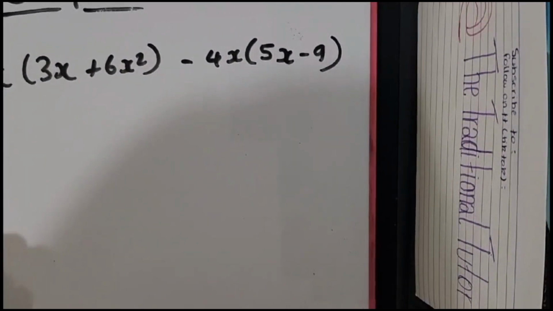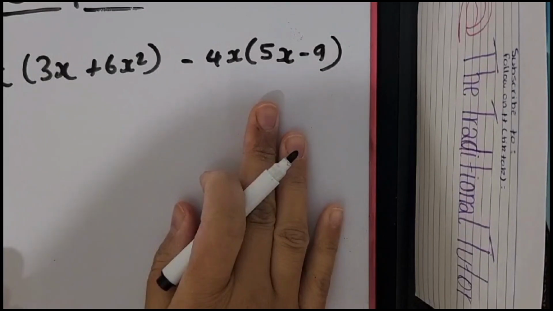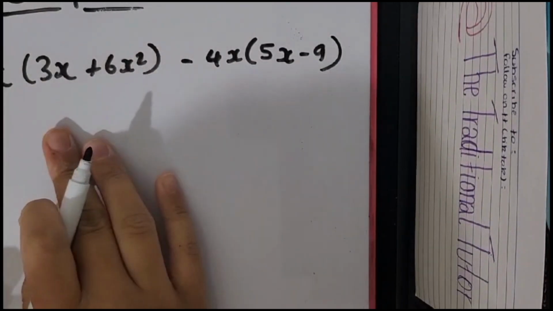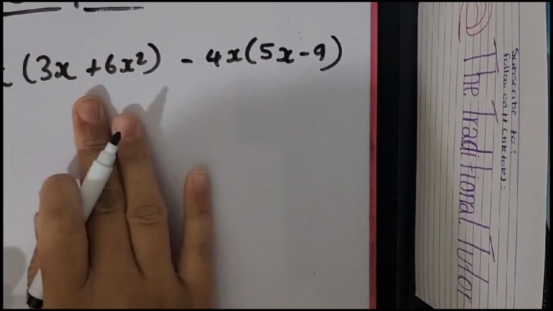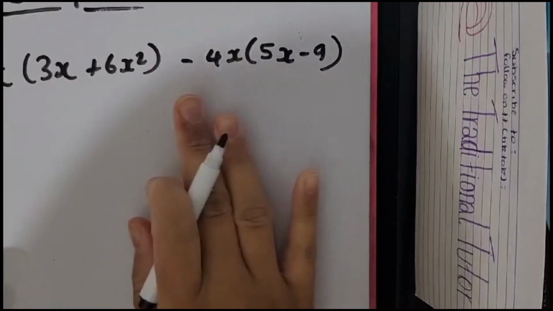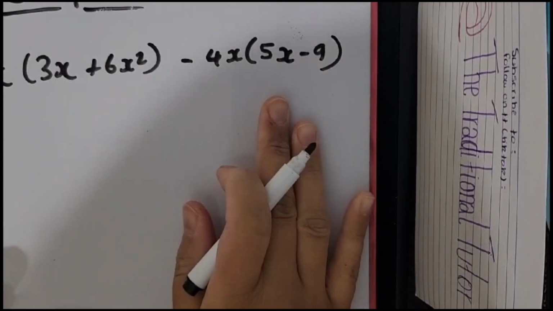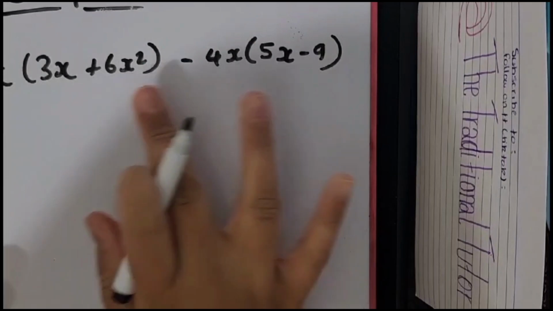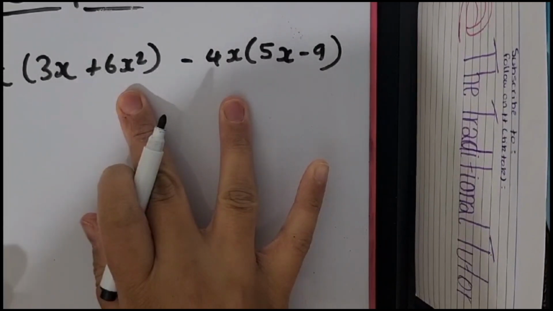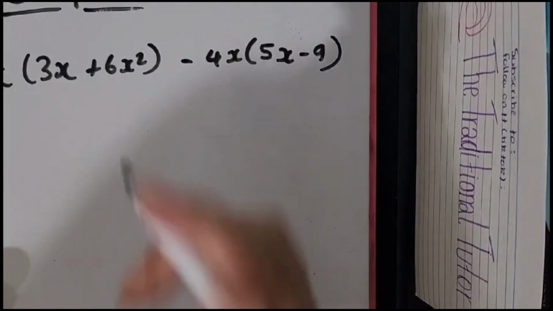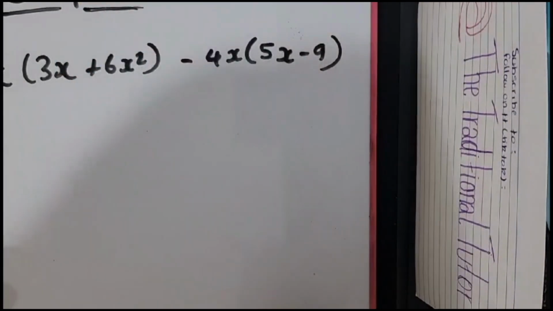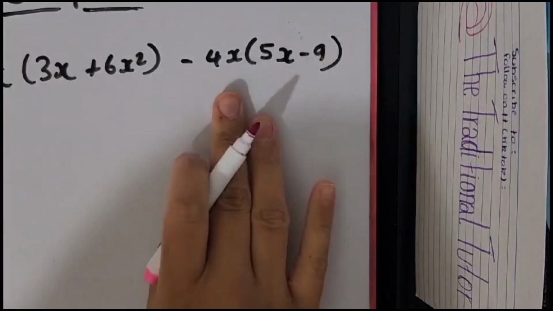Okay, so for my next example, I've got quite a long expression. I've got x times by 3x plus 6x squared, minus 4x times by 5x minus 9. Now I've got two single brackets in one question, okay? So the way to deal with it would be to deal with them one at a time. I'm going to take this first one, expand it, and then we'll look at the second one.